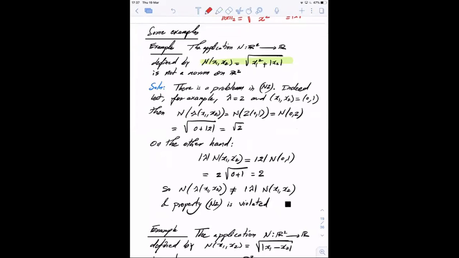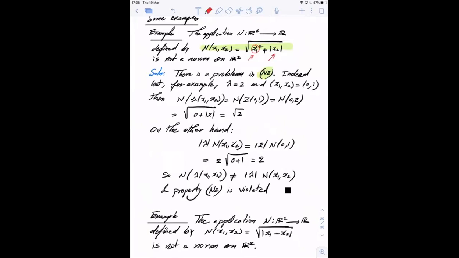Now, if you look carefully at this expression, you find that there is x1 squared. So think about taking n of lambda x1, x2. When you take lambda x1, you have to put here lambda x1 squared, so there is lambda squared here. But when you put lambda x2, there is absolute value of lambda, absolute value of x2. So in this term you get lambda squared, but here you get absolute value of lambda. So you cannot take lambda as a common factor. So you have to think that the problem is in property 2. To violate N2, to give a contradiction, you have to give a counterexample. So you take an example and you show that the property N2 is not verified.